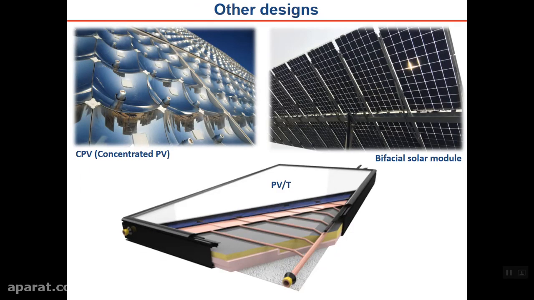Also, we said that there are other designs of solar modules, among them bifacial solar modules, which have no backsheet in the backside, and they can receive sunlight from the ground reflection. There are concentrated photovoltaics, where the sunlight is concentrated in some way into a small area where the solar cell is placed. And there are photovoltaic thermal combined collectors, where both electricity and heat are produced.